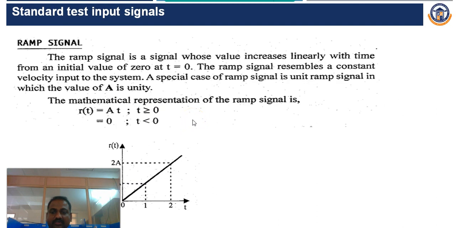Next we look at a ramp signal. A ramp signal is a signal whose value increases linearly with time from an initial value of 0 at t equal to 0. So the ramp signal resembles a constant velocity input to the system. A special case of the ramp signal is the unit ramp signal, where a is unity. Again, there is a linear relationship between time and input, that is r of t equal to a into t, where t is greater than or equal to 0, and for t less than 0, the amplitude is also 0.